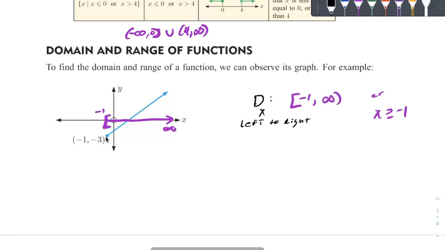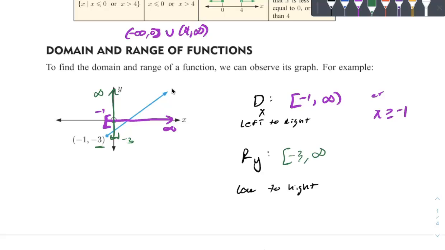Range, it's the y values. We want to go low to high. That's how we want to look at it. So right here, my lowest is negative 3. Also a bracket or equal to sign. And then the highest you go, remember, as you follow the graph, what's going on with the y? On the y, it's going all the way to infinity because of the arrow. So it's from negative 3 to infinity. Or you could just say y is greater than or equal to negative 3. So again, either way, you don't have to write both, just whichever way you feel more comfortable writing it is fine.